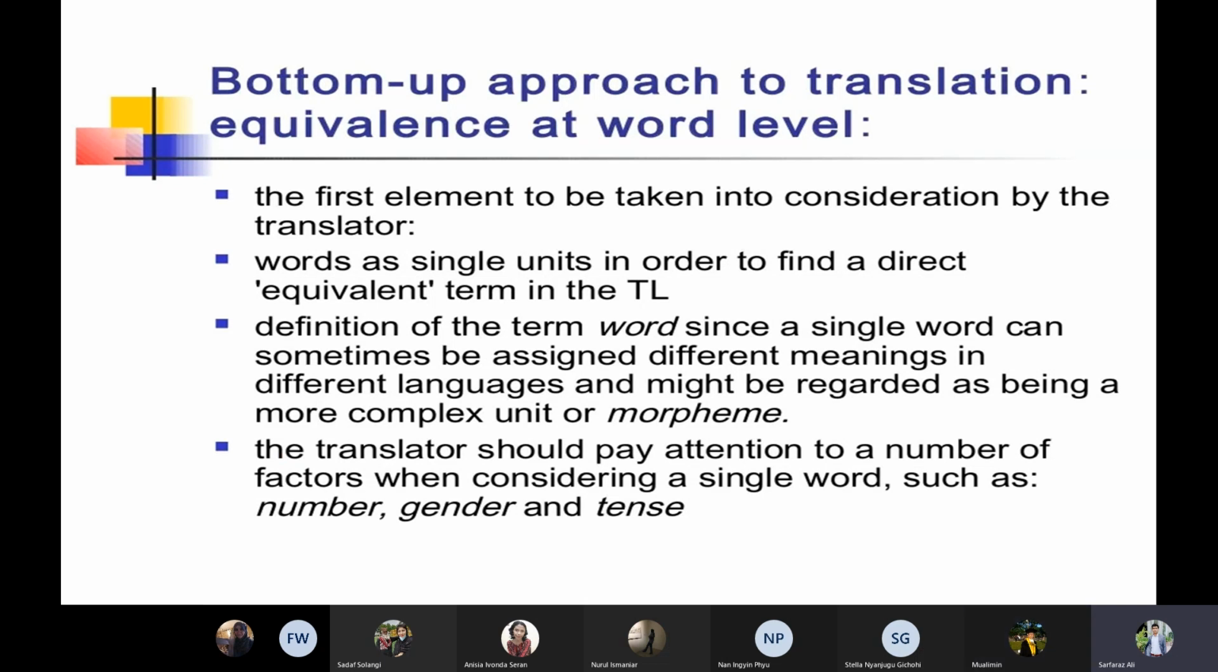The first element to be taken into consideration by the translator are the words as single units, in order to find the direct equivalent in the target language text. And the definition of the word term, since a single word can sometimes be assigned different meanings in different languages and might be regarded as different, more complex units. So this is the sense that she gave of both types of approaches.